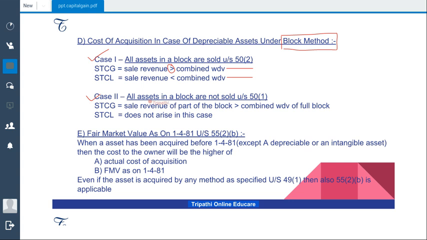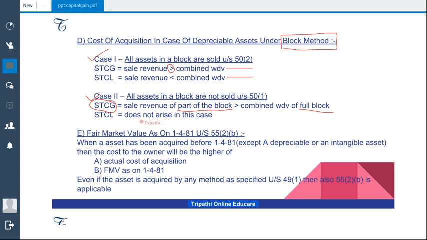Now let us move to case 2, if all the assets in a block are not sold. In this case, you will have short-term capital gain if sale revenue of part of the block. Now here, why we are saying part of the block? Because all the assets in a block are not sold. So if sale revenue of part of the block is greater than combined WDV of full block, then you will have short-term capital gain.